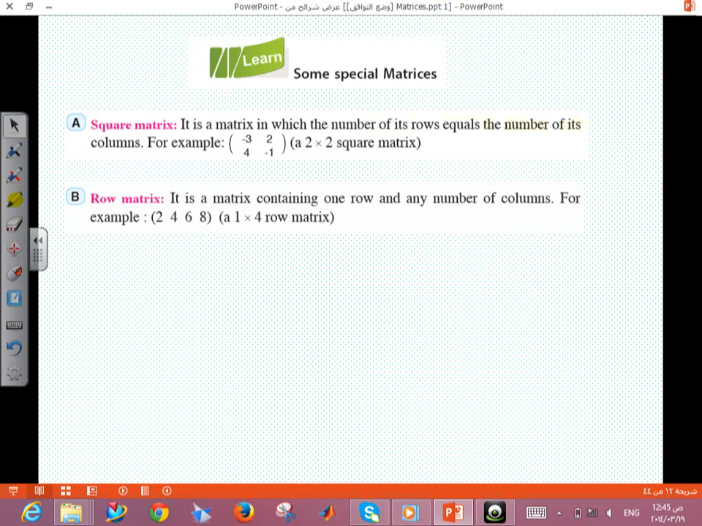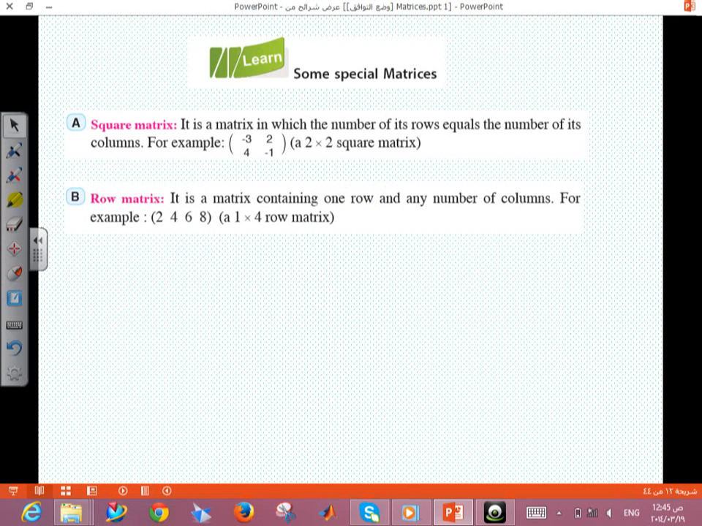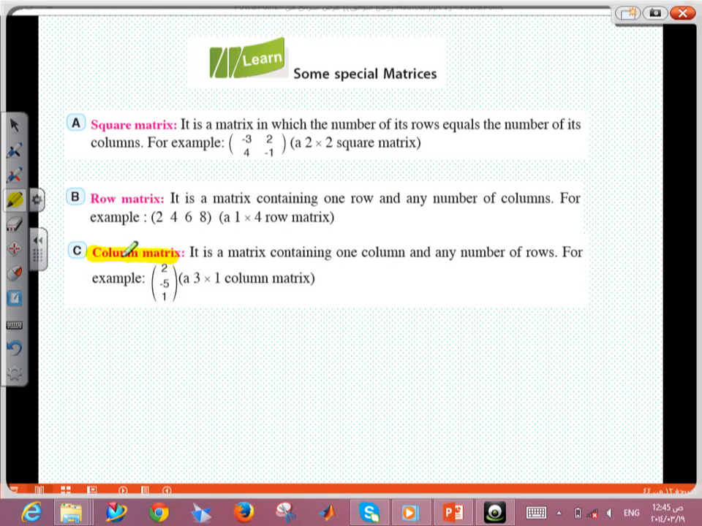Row matrix is a matrix containing one row with any number of columns. Only one row: 2, 4, 5. That means 1 times 3. Only one row. Okay, it's called a row matrix. Column matrix, a matrix containing one column. Now, column matrix, one column, as you see, 2, 5, 6. That is 3 multiplied by 1. Only one column.